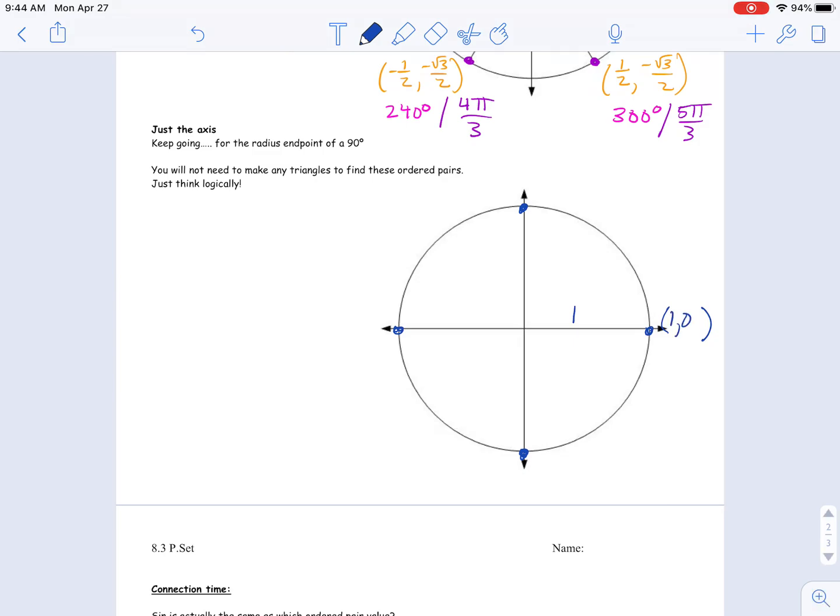So this ordered pair is 1, 0. The ordered pair at the top is 0, 1. The ordered pair over at the left is -1, 0. And then down at the bottom, 0, -1. If you need to write these angles in, just as a quick reminder here, this is 0 degrees, then we have 90 degrees, 180 degrees, 270 degrees, and then 360 degrees. So 0 and 360 share the same ordered pair.